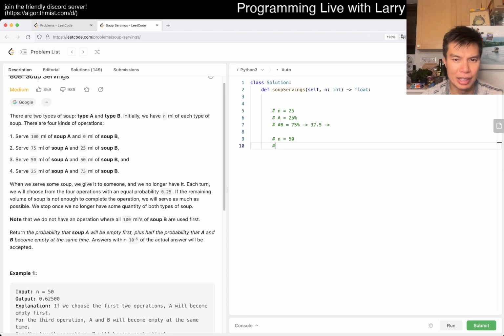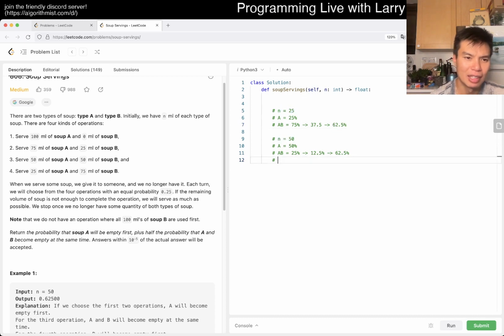Let's try n is equal to 50 then, right? Well, if n is equal to 50, then A wins half the time. And then the rest of the time, well, in this case, only this case, right? So that's actually 25%, half of that, so 12.5%. And then B just wins straight out for the rest of it. So, wow, that's kind of interesting, right? I mean, maybe that's just like base case things, but it is the same for n is equal to 25 and n is equal to 50. And these small cases are easier because there's only one iteration, right? You get the answer no matter what.